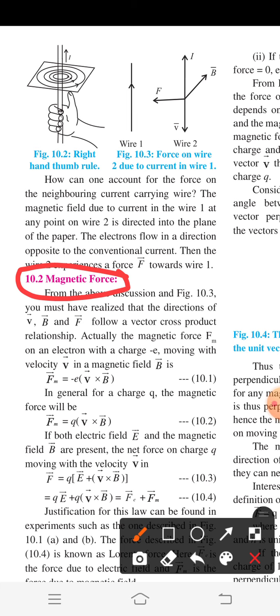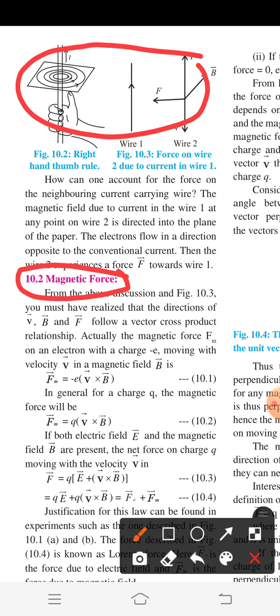From this discussion and considering figure 10.3, by considering the description as well as these two figures, you must have understood that the directions of velocity v bar, magnetic field vector B bar and magnetic force F bar follow a vector cross product relationship.